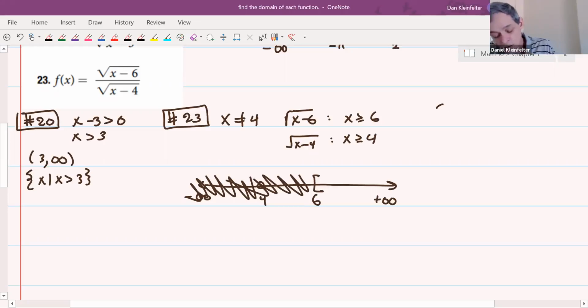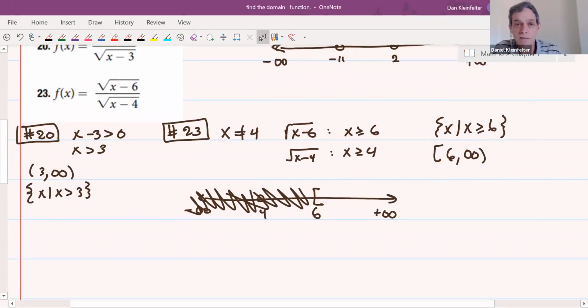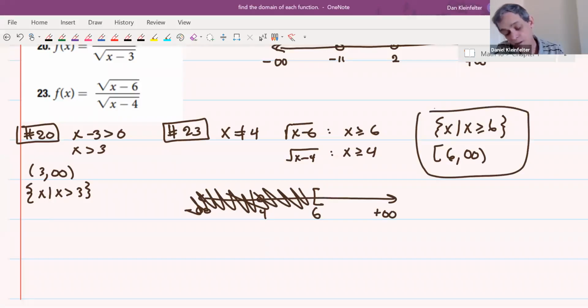So the overall domain is the set of all x such that x is greater than or equal to 6, or just simply the interval from 6 to infinity. So looking at the original function, it looked like that was going to be a lot more work than it was. But fortunately, it turned out just to be this relatively simple description.